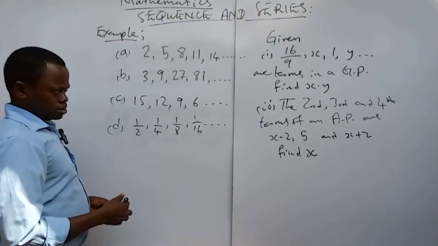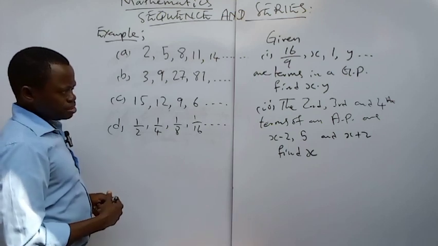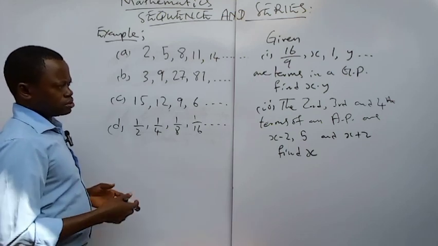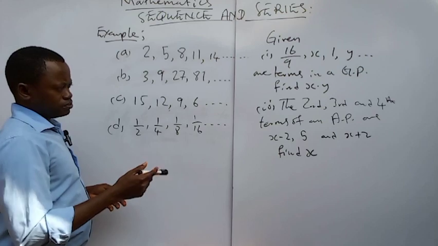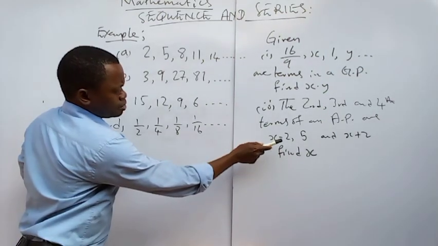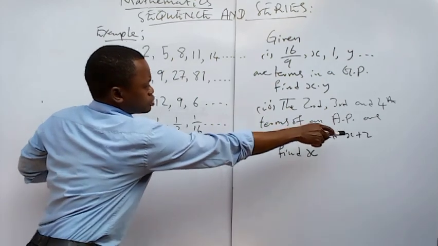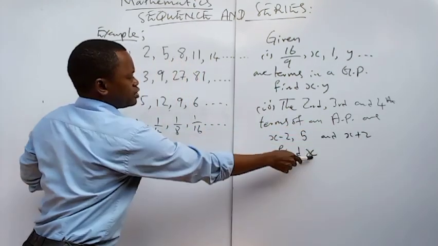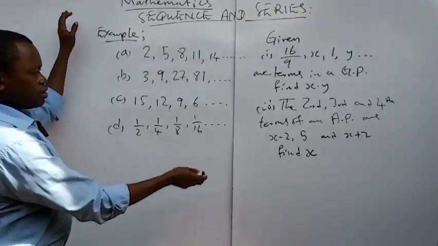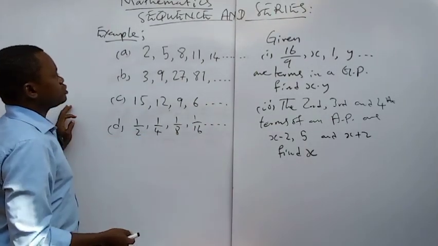And in this other one, it says the second, the third, and the fourth terms of an AP are x minus 2, comma 5, and x plus 2. Find x. So how can one handle a problem like that?